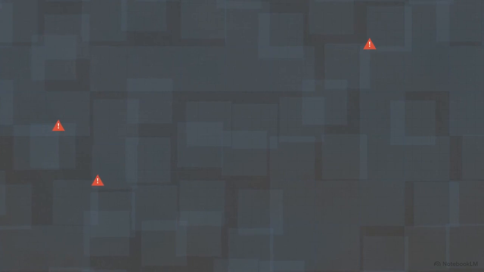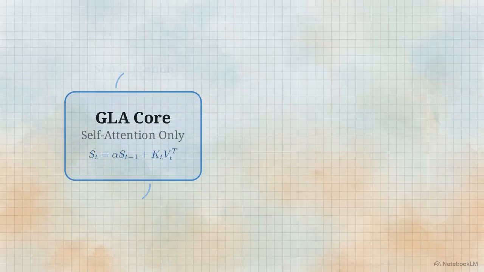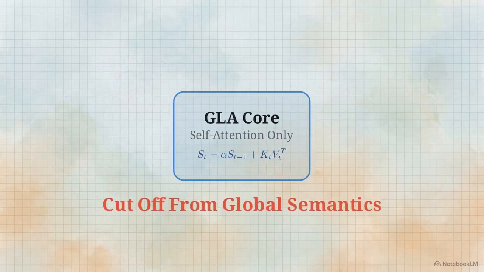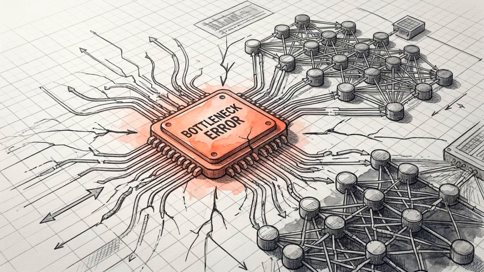Gated linear attention is a clear example of the problem. While it processes self-attention efficiently, it mathematically cannot compute cross-attention. Without cross-attention, the network is entirely cut off from integrating external semantic global priors. Naive structural reduction triggers a terminal representation bottleneck, destroying the model's core reasoning capabilities.